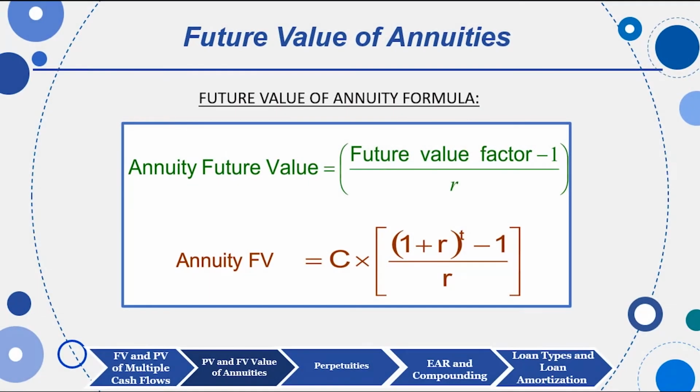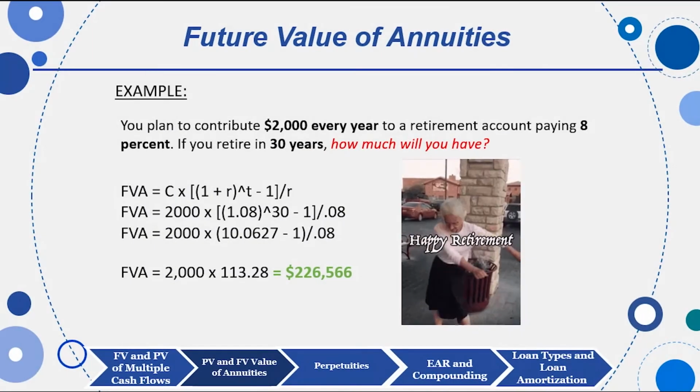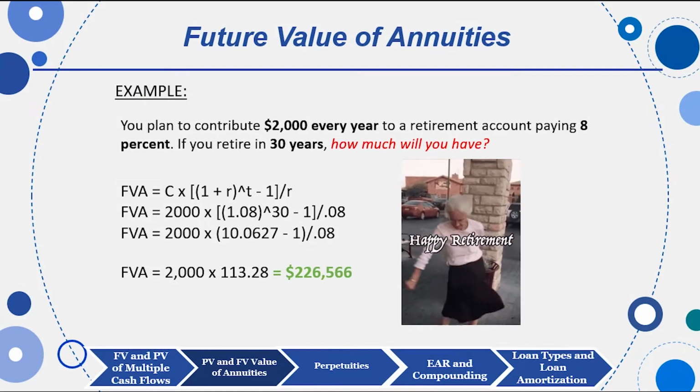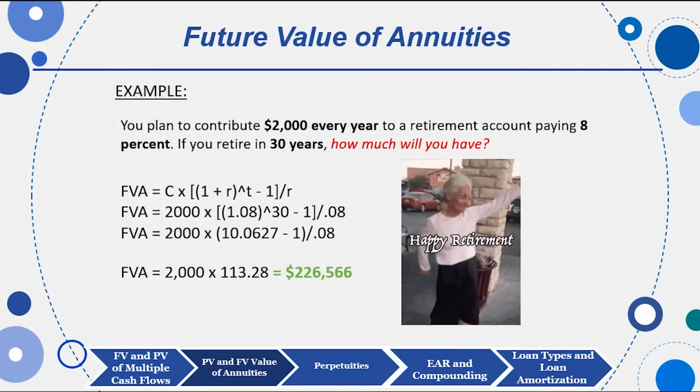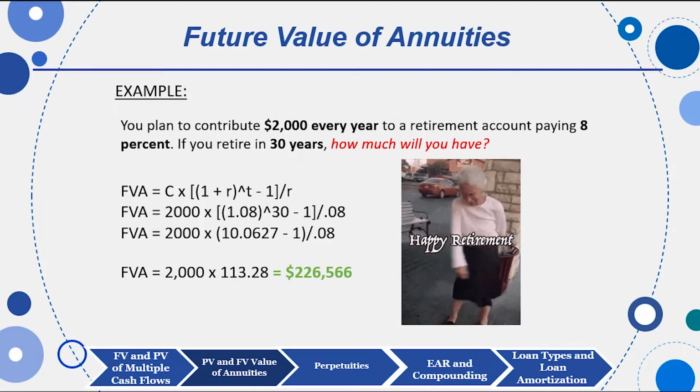Future value annuity. Again, we can play Who Wants to Be a Millionaire, and hopefully now I can afford to make smaller annual payments, same amount each year, and still get to my $1 million. And that's what we're going to try to do. Here's another example, $2,000 every year into a retirement account, paying 8% if you retire in 30 years. How much will you have in 30 years?